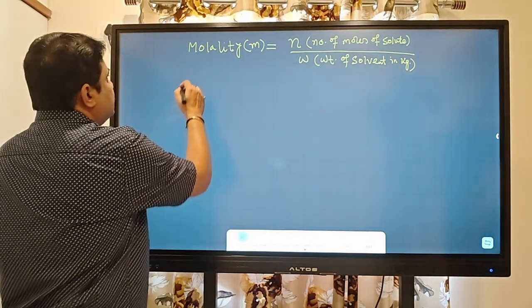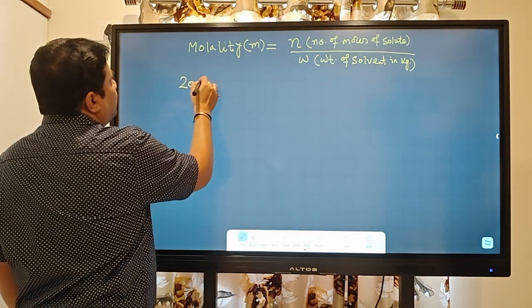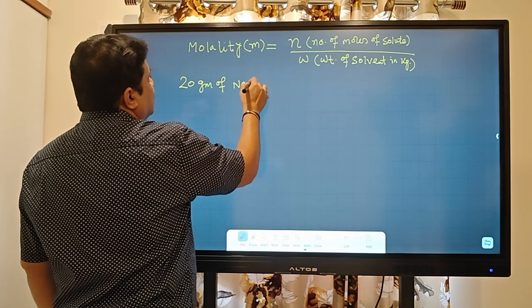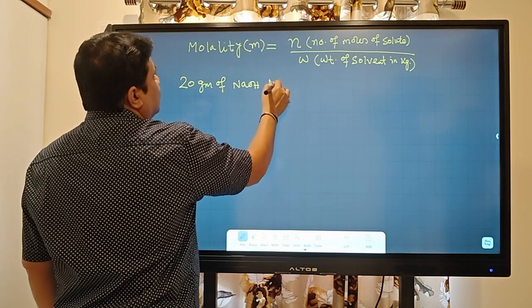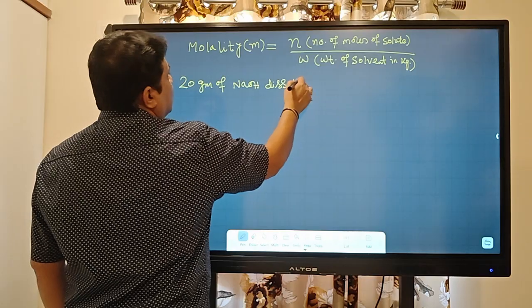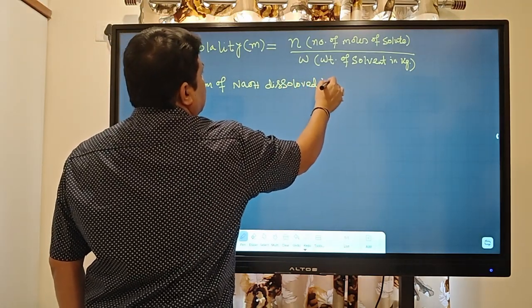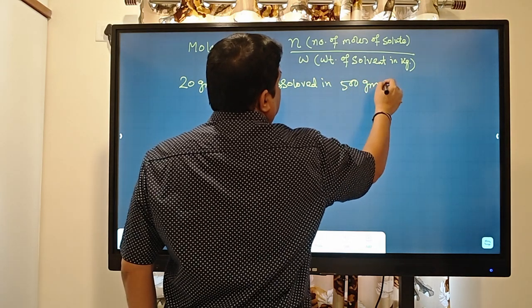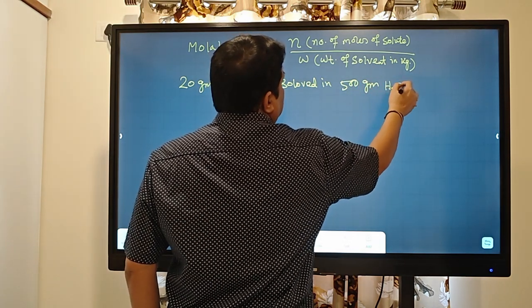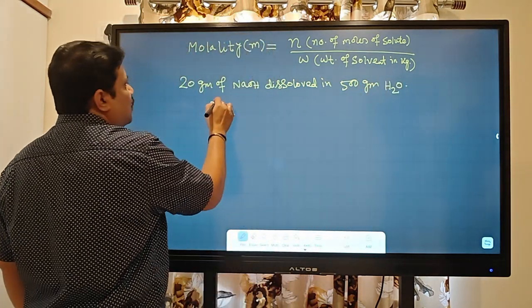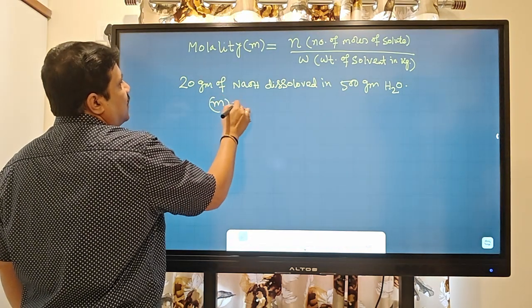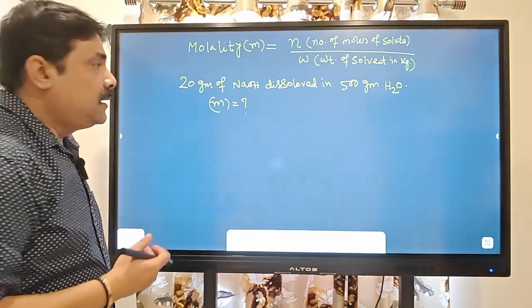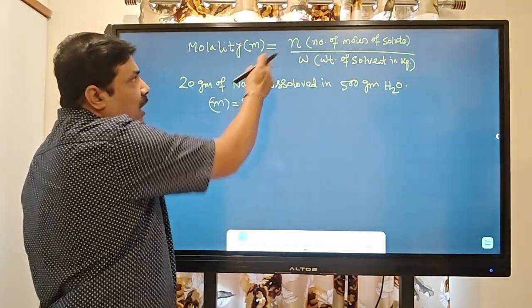Suppose 20 gram of NaOH is dissolved in 500 gram of water. H2O means water. Then I am asking, what is the molality of the solution? Small m is molality, as I just discussed. So what do we need to do?